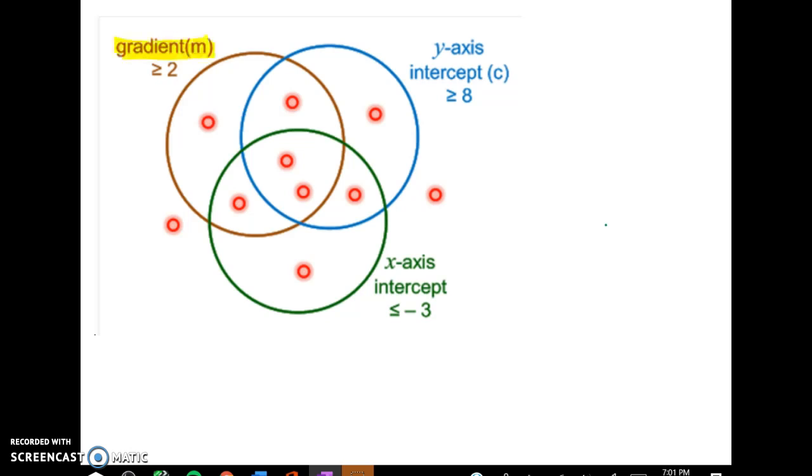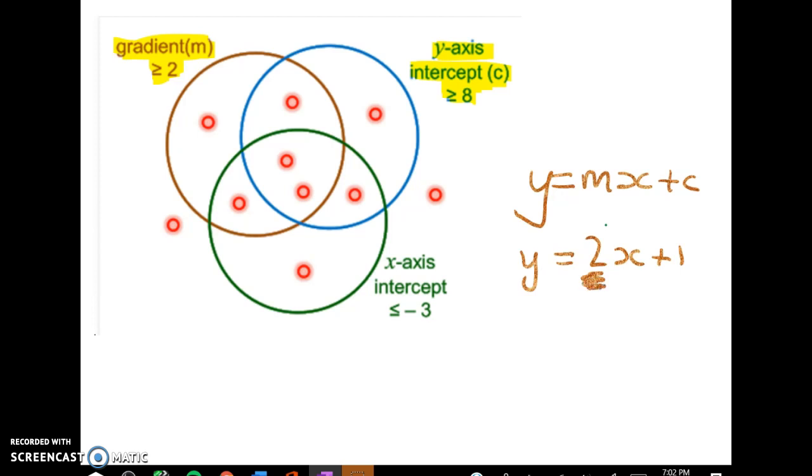And the first 2 I'm going to highlight here are ones that we're really confident with. The first one's the gradient, which we call m, and the second one is the y-axis, the y-intercept, which we call c. So remember, so far, we've done lots of work at figuring out y equals mx plus c. So if I give you a line like y equals 2x plus 1, you can tell me straight away that the gradient of that line is 2 and the y-intercept is 1. So that sorts out these 2 things here.